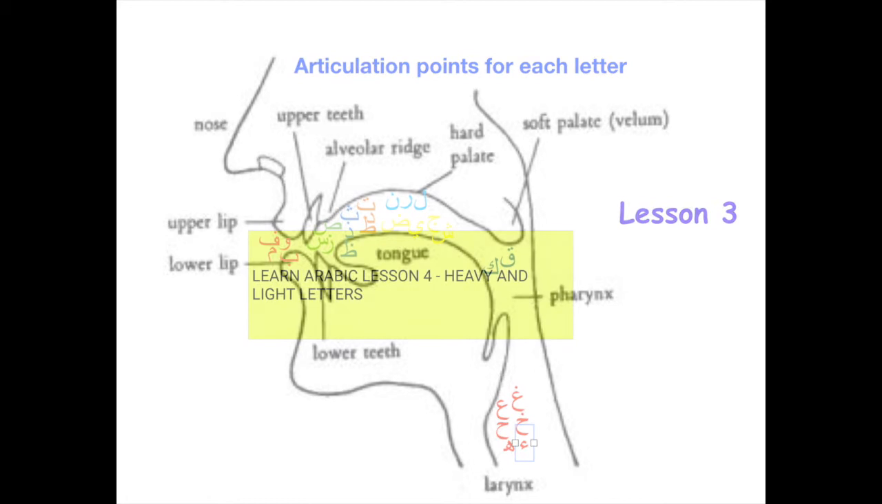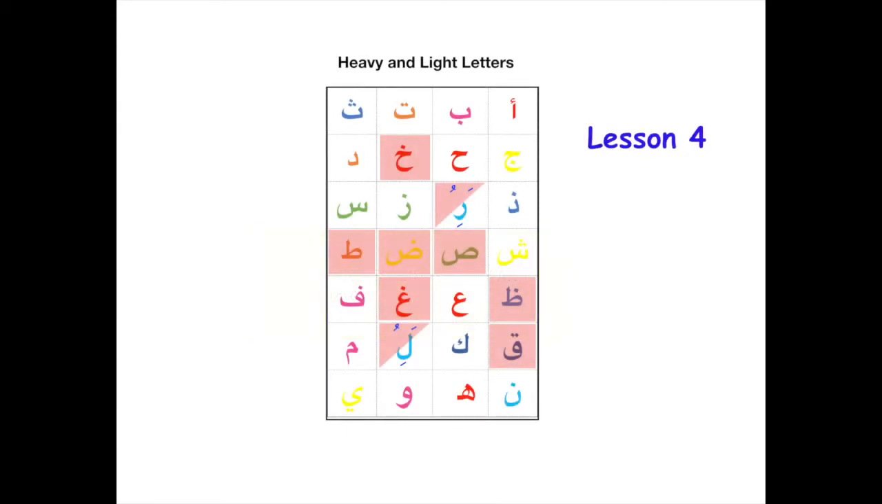Then we looked at lesson number 4, which was looking at the heavy and light letters. Now, I don't know if you remember, there are 7 that are heavy and 2 more which are sometimes heavy, sometimes light. So 1, 2, 3, 4, 5, 6, 7. That's right, 7. So the letter Kha, we don't say it lightly, we say it heavy. It's like raising the back of the tongue. Then we have Sad, Dad, Ta, Dha, Ghain.